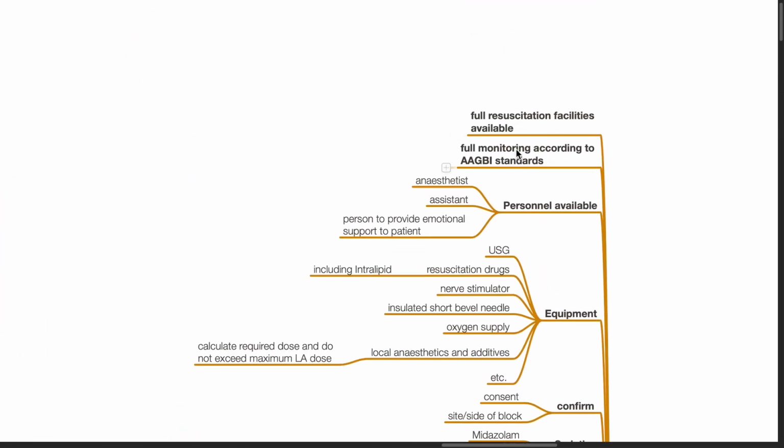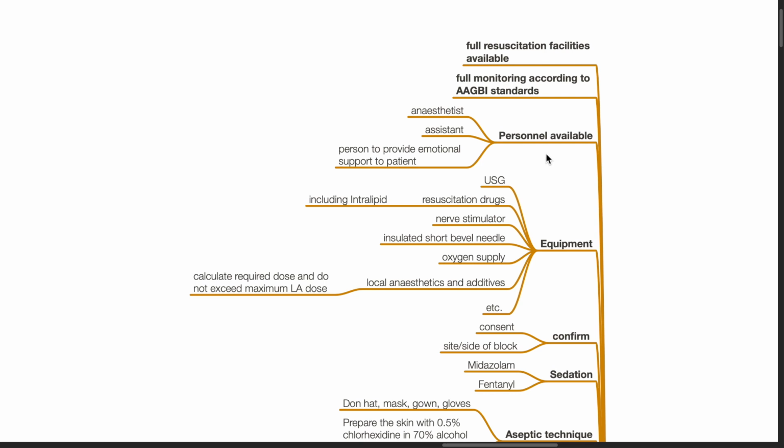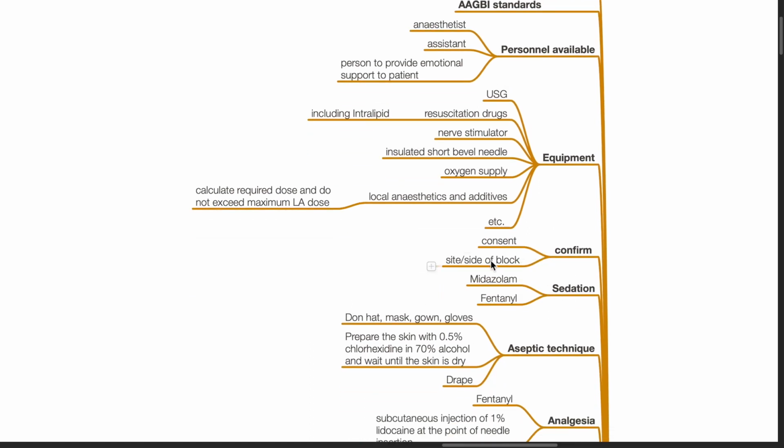Full resuscitation facilities should be available, with full monitoring according to AAGBI standards. Personnel needed: anesthetist, assistant, and a person to provide emotional support to the patient. Equipment: ultrasound, resuscitation drugs including intralipid, nerve stimulator, insulated short bevel needle, oxygen supply, local anesthetics and additives. Calculate the required dose and do not exceed the maximum local anesthetic dose. Confirm the consent and site of the block.